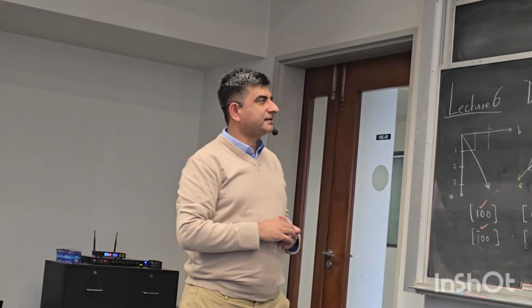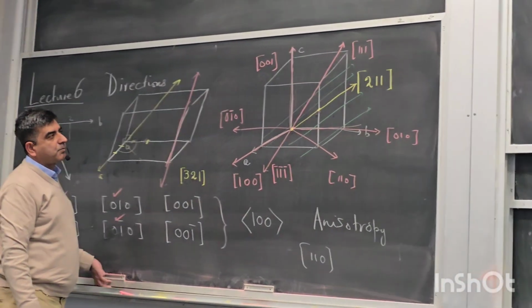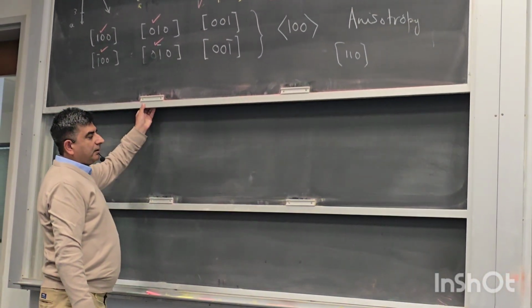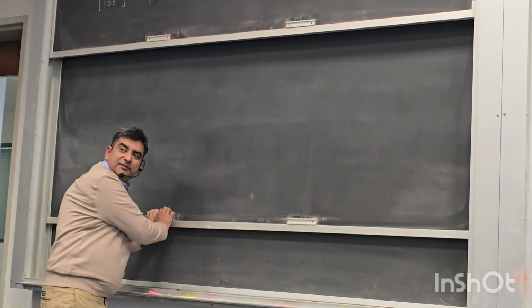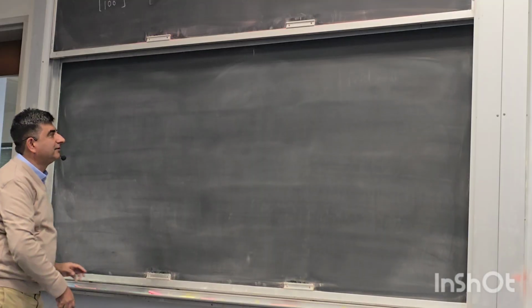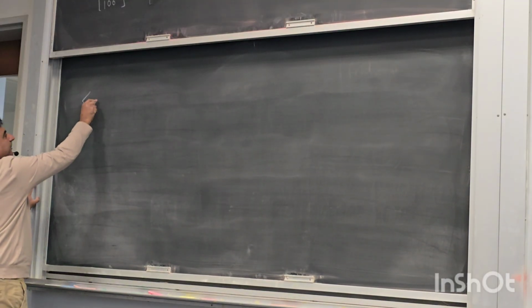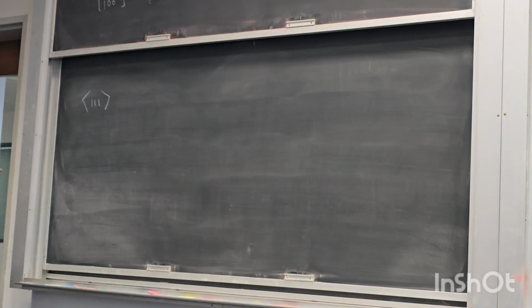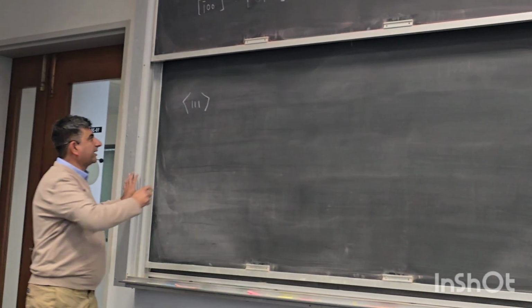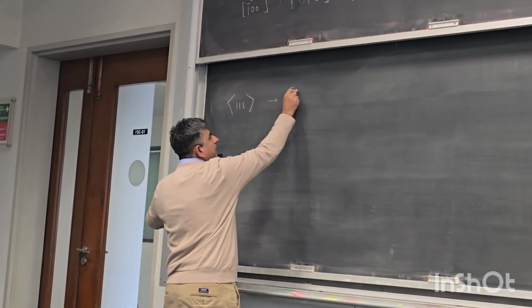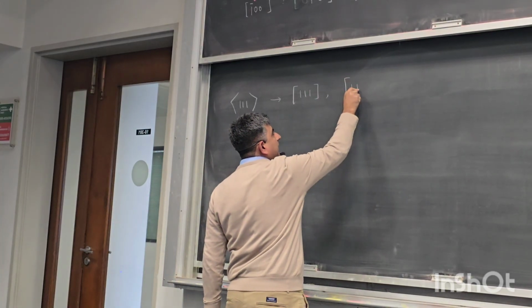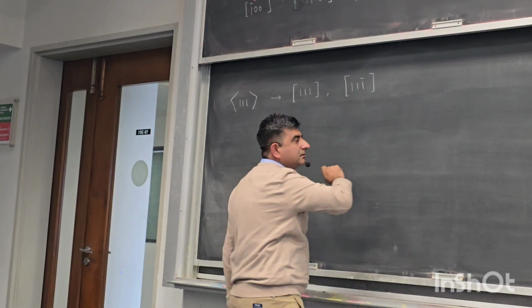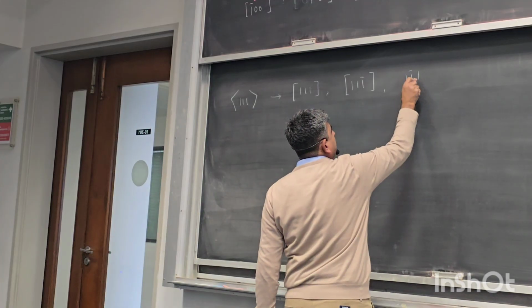Okay? In a cubic system, there will be a family of directions associated with the body diagonal. So that family will be denoted as 1, 1, 1. It goes within these brackets, and this will comprise the directions 1, 1, 1, 1, 1, 1 bar, 1, 1 bar 1.